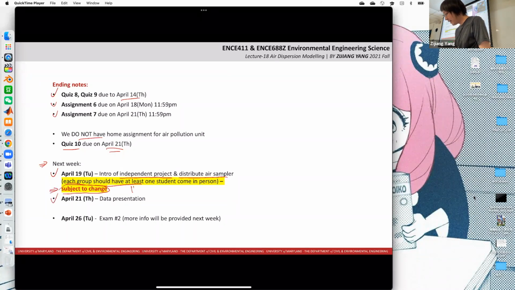And on next Thursday, I'm going to talk about data presentation that may be useful when we are preparing for the final presentation of the independent project. And then the following Tuesday, we are going to have exam 2, and I'm working on that. So I will provide more information in the lectures next week. So that's it for today.